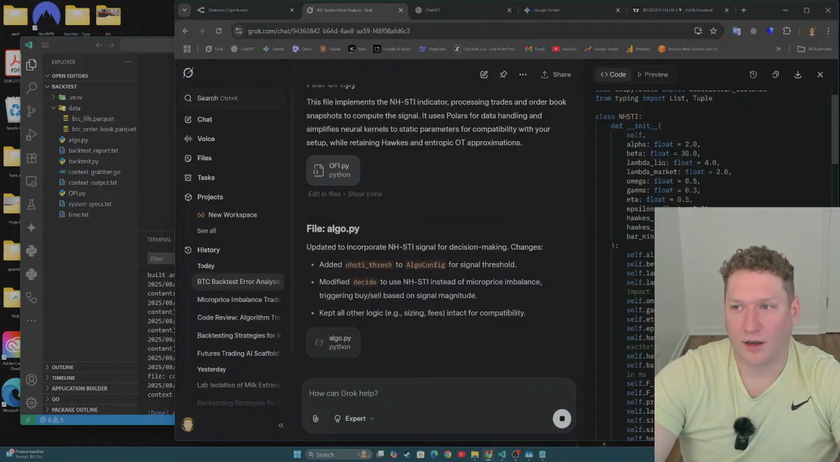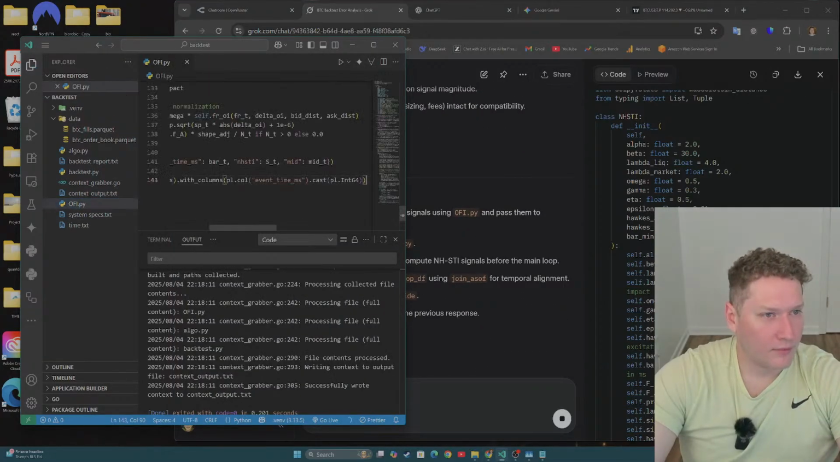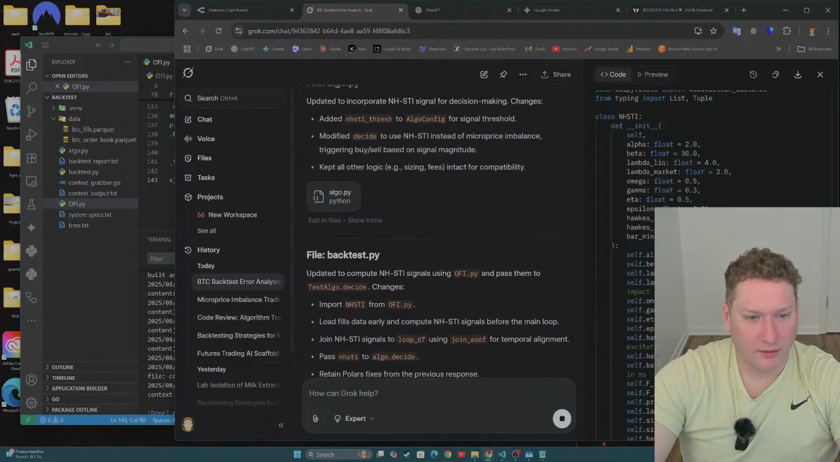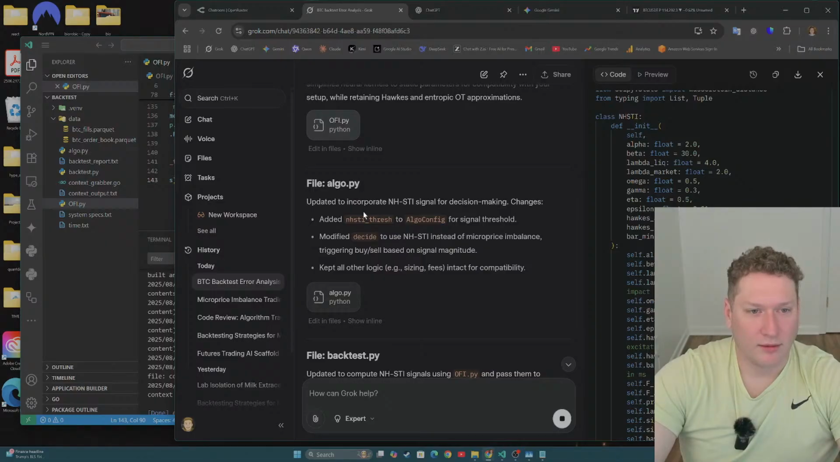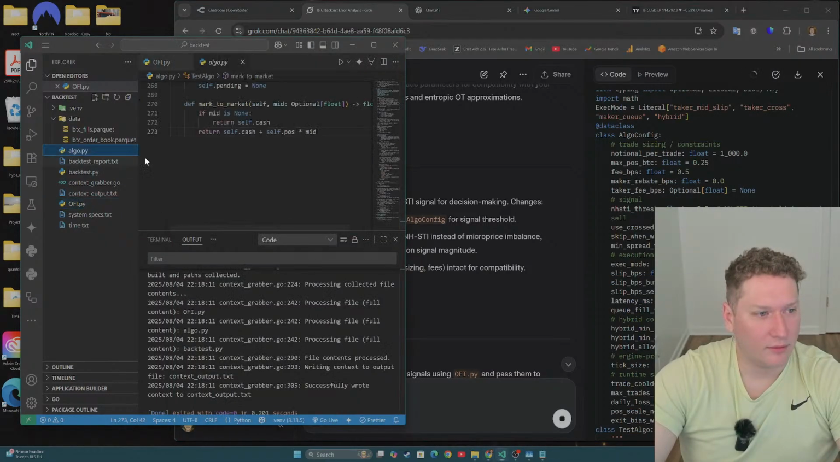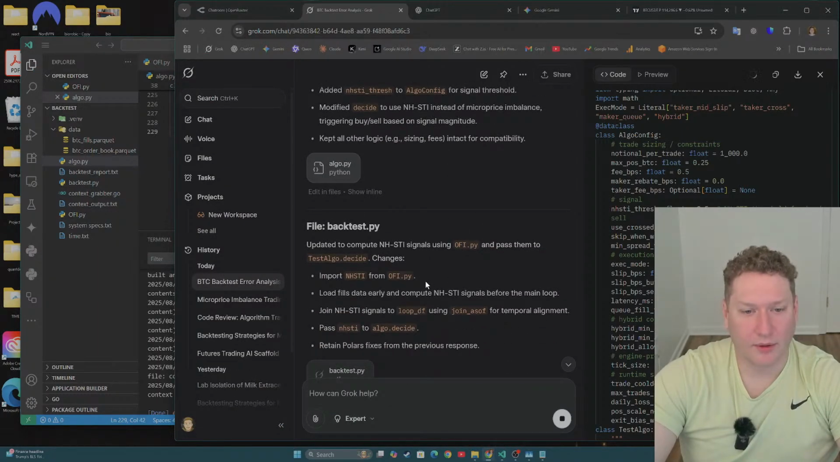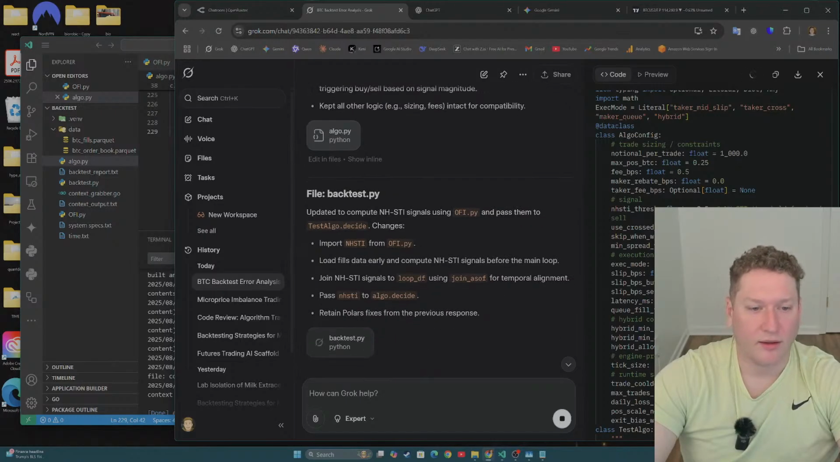Okay, so OFI. All right, we're gonna get OFI in there. We're gonna get Algo going. Okay, updated to compute NHSTI signals for OFI, to pass them to test Algo.